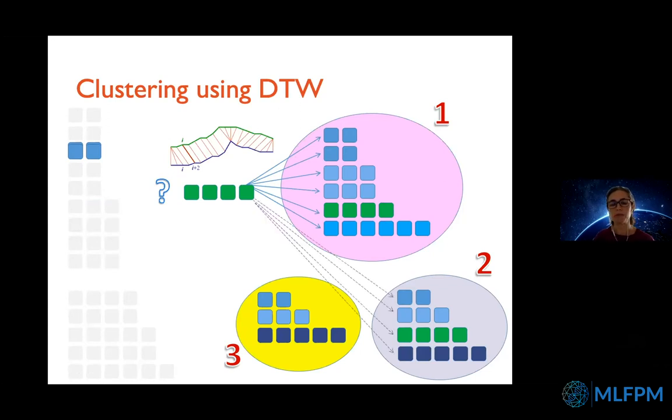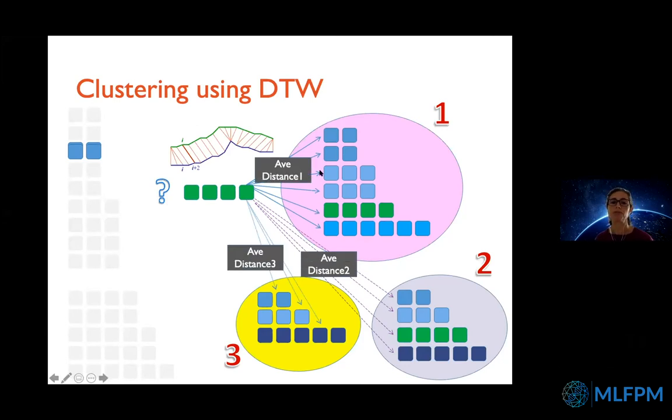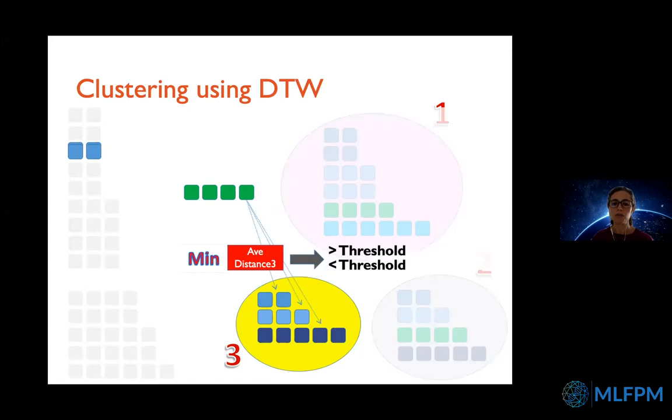And we repeat this procedure for all the clusters we already have. We then take the average distance between the trajectory and all the trajectories of each of the clusters, and we identify the minimum distance. So we identify the clusters that might be more similar to my trajectory. And then we use a threshold that has to be heuristically defined to decide if we assign the trajectory to this cluster.